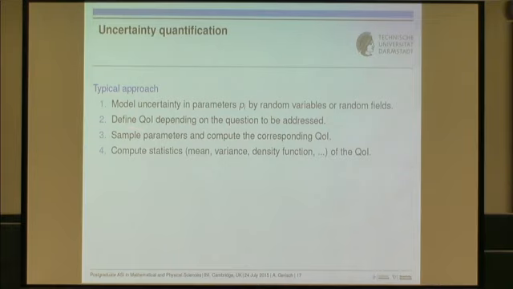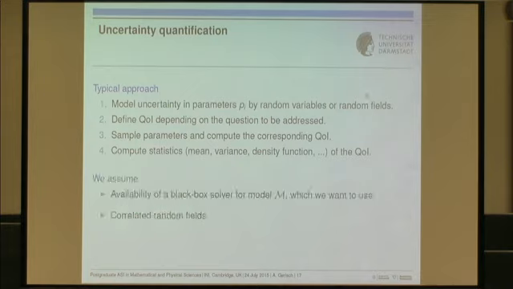And then you define the quantities of interest depending on the question which you want to address. That's, I guess, a very important point. You sample parameters and compute corresponding quantities of interest. And then you compute statistics, mean, variance, density functions, and so on, from these computed quantities of interest. So this looks very much like a Monte Carlo approach. And if your parameter space is big, then that might become very expensive.